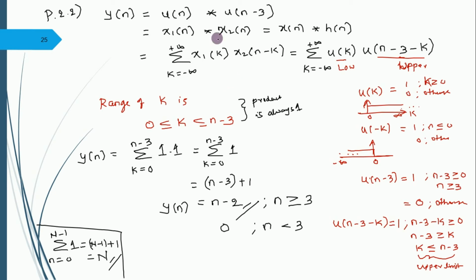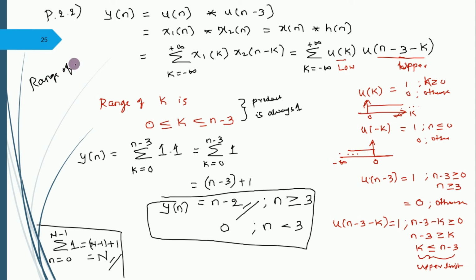Because the n value should also be written here. This will complete your answer. Without this, your answer is not complete. If I take n less than 3, your answer will be 0 itself. This will never result in value 1. The value of u of n minus 3 will be 0. That's why the range of n also should be declared. So for n greater than or equal to 3, your y of n is non-zero, and for n less than 3, y of n results in 0.